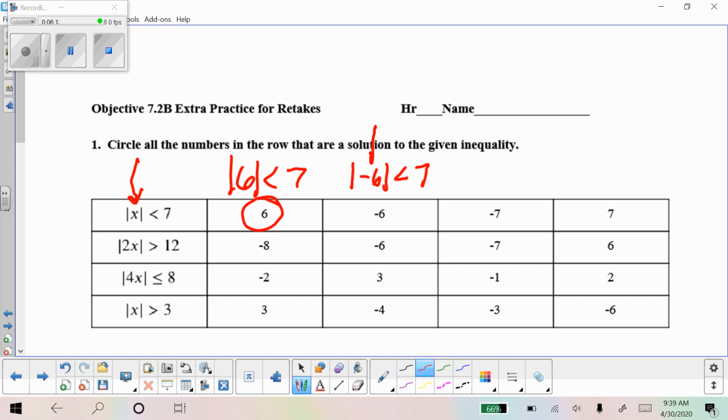Anyway, the absolute value of -6 is actually 6. So this is just like saying 6 is less than 7, which is true. How about -7? The absolute value of -7 is 7. Is 7 less than 7? No. And the last one, the absolute value of 7 is 7. Is 7 less than 7? No. So check each of those solutions, circle them if they're true.